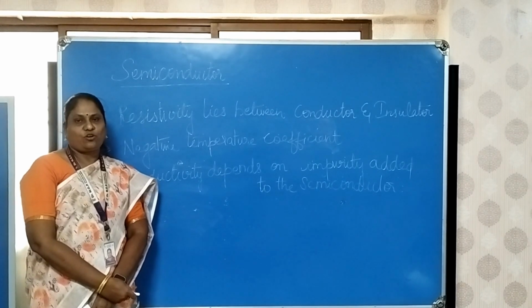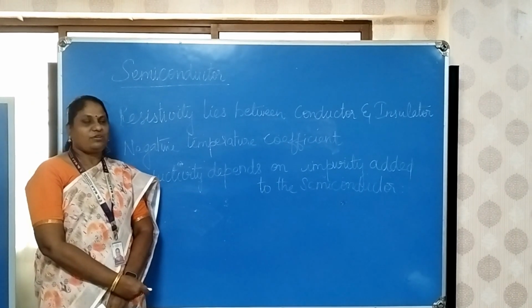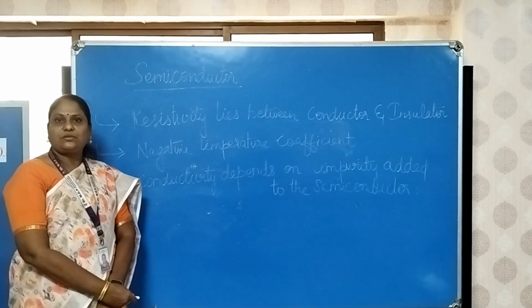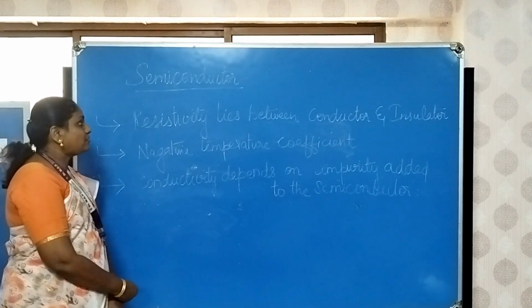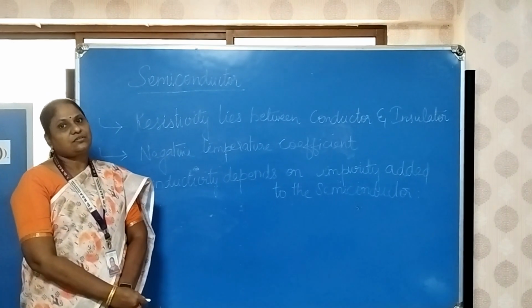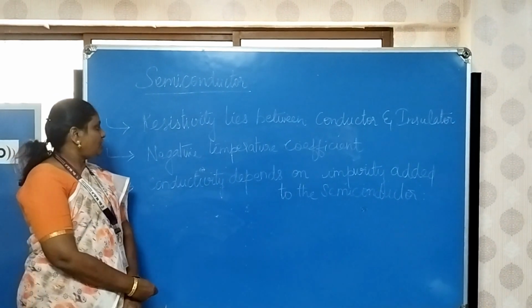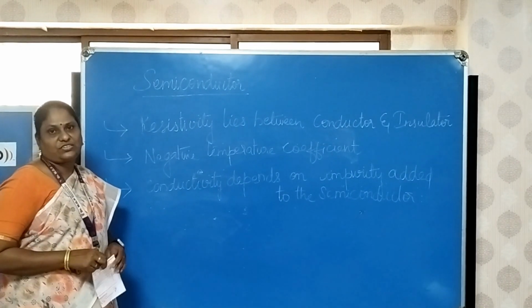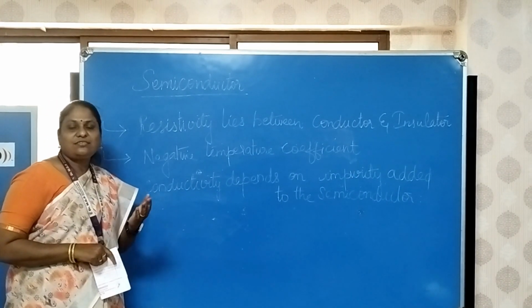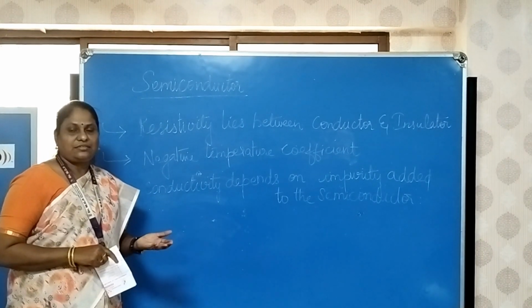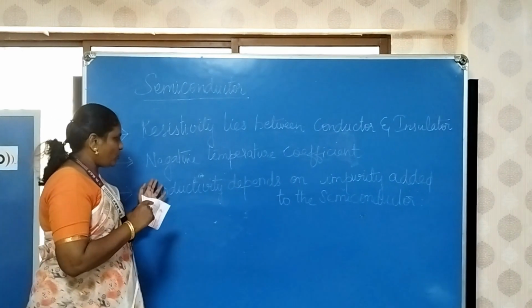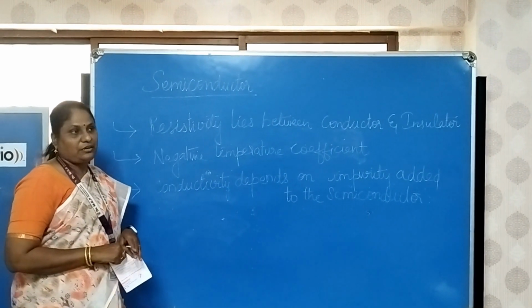I am going to take the topic semiconductor, the basics of semiconductor. So a semiconductor is nothing but a material with electrical properties. The resistivity lies between the conductors and the insulators. And it also has the property of negative temperature coefficient. It means that the resistivity increases as the temperature decreases. So this is one of the properties of a semiconductor material.